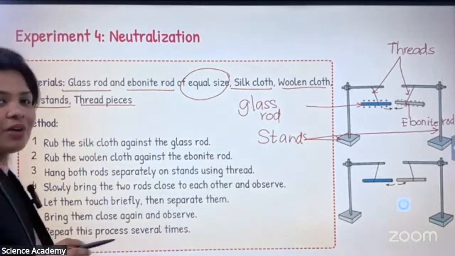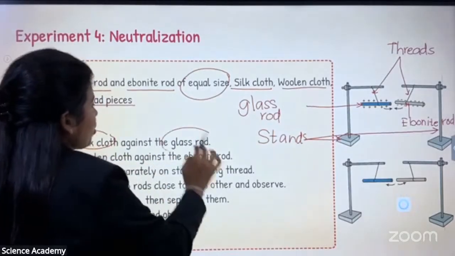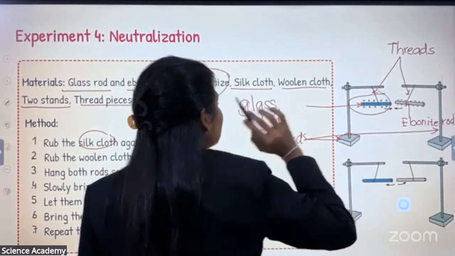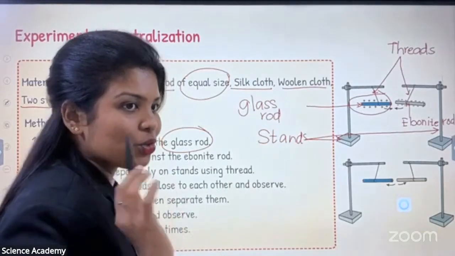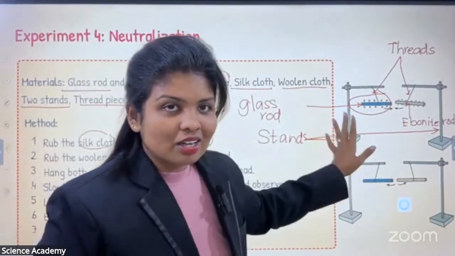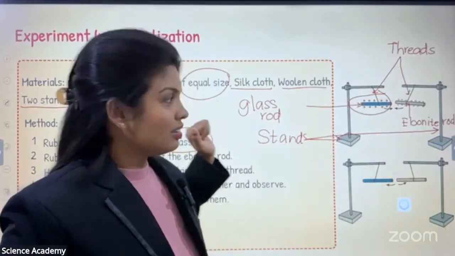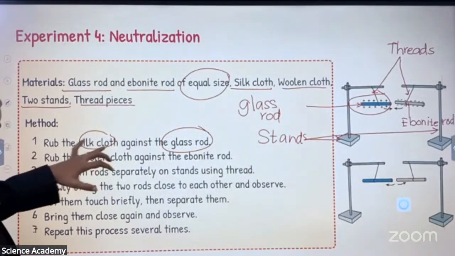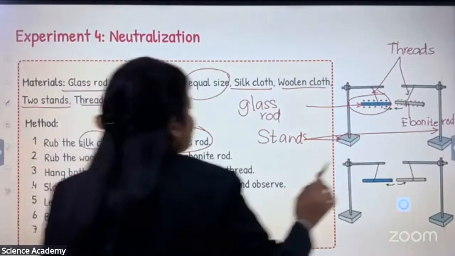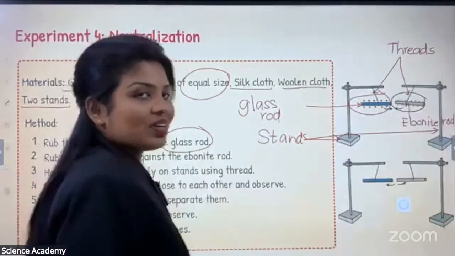Okay, right. So then what we are going to do? We are going to rub silk cloth against the glass rod. Right? Here, glass rod we just rub using silk cloth. So you can remember, I told you that when we rub glass rod using silk cloth, it remains positive charges on that, right? When rub the woolen cloth against the ebonite rod. This ebonite rod we rubbed using a woolen cloth. Right? Then children, what will happen?